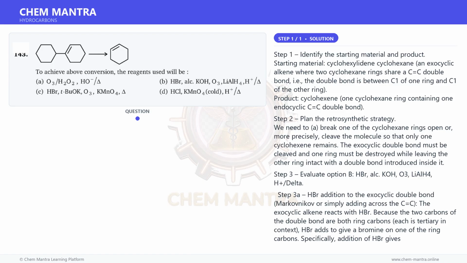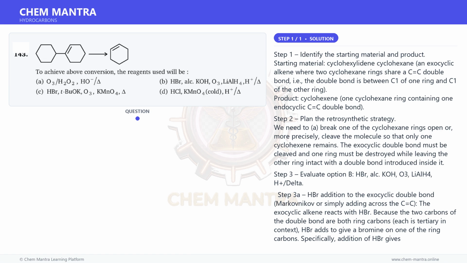The double bond moves into the ring, a cyclohexene ring still bearing a cyclohexyl substituent, or alternatively the cyclohexylidene cyclohexane geometry changes. More precisely, AlC, KOH causes elimination to place the double bond endocyclically, giving 1-cyclohex-1-enyl cyclohexane. Step 3c. O3. Ozonolysis of the endocyclic double bond in the cyclohexene ring cleaves it, opening that ring and giving a dicarbonyl fragment plus the intact cyclohexane portion.